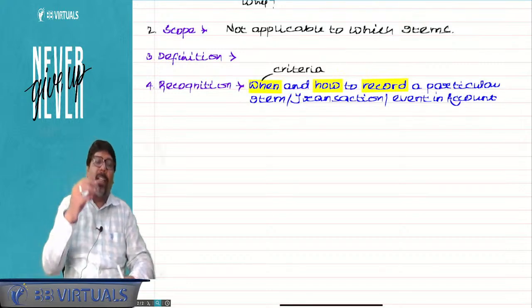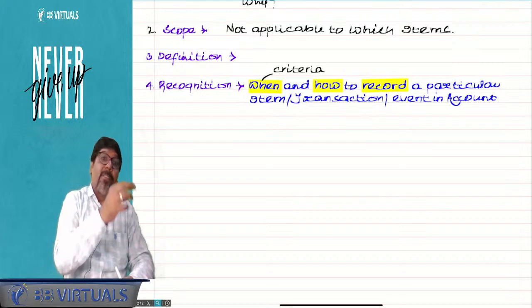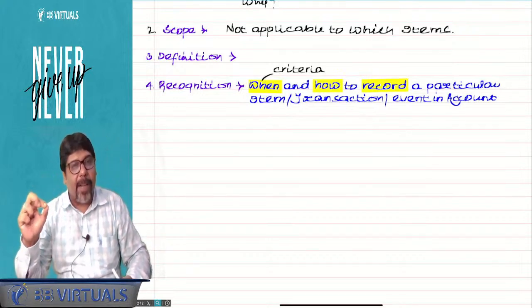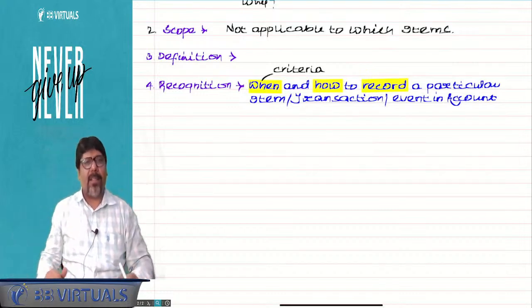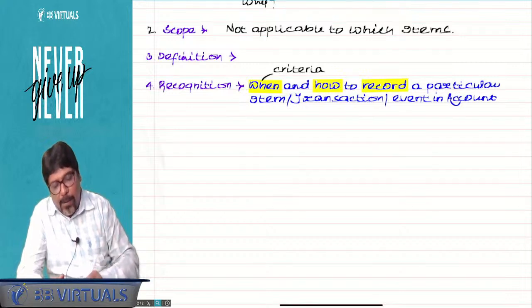Criteria. If certain conditions are fulfilled, then you can record it as an asset. If certain conditions are fulfilled, then only you can recognize it as an expense. It may individually satisfy the definition of an asset, but not all assets can be recognized. Are you understanding? Yes or no? Yes. When and how to record.